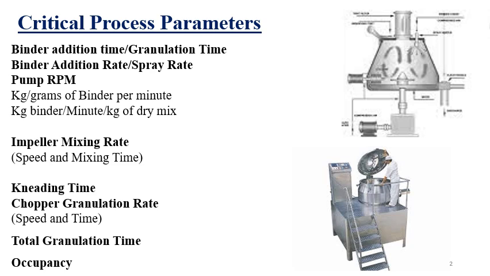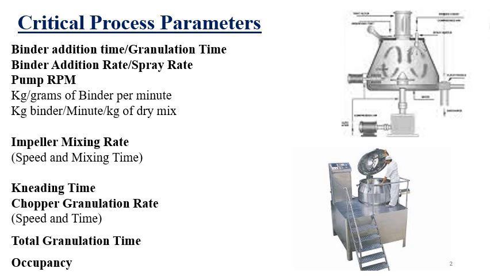How much kg of binder is added in how much time, that is the binder addition rate. The binder addition rate is denoted by kg or grams of binder per minute. Sometimes it is required to be calculated for kg of binder per minute per kg of the dry mix. That means how much material is present in the RMG, how much binder solution, suspension or dispersion is added onto the dry mix in how much time.